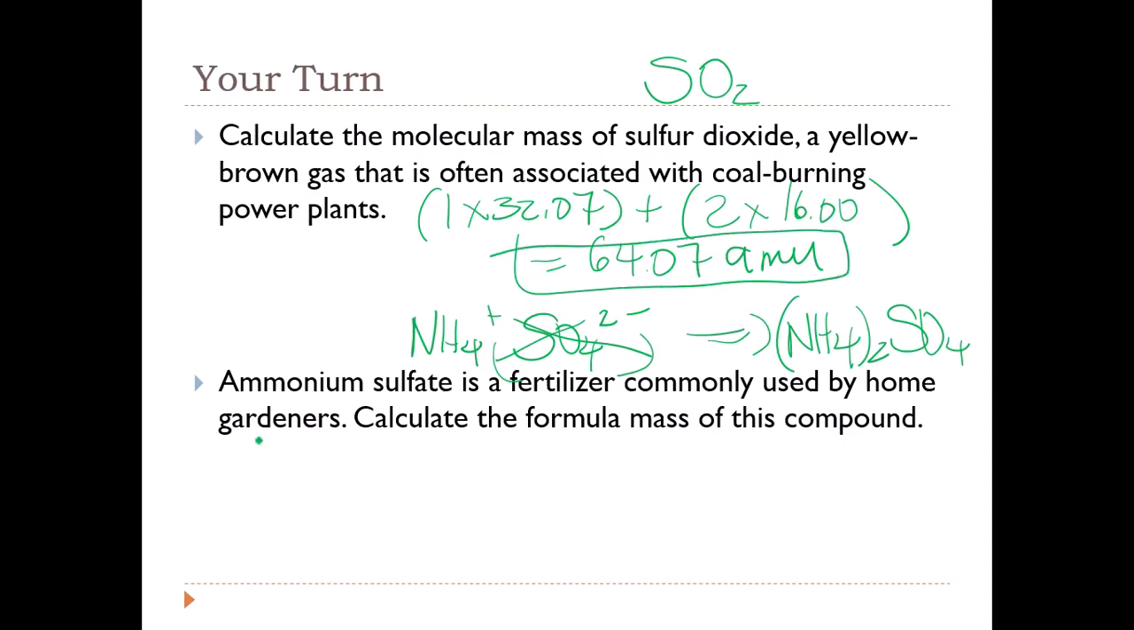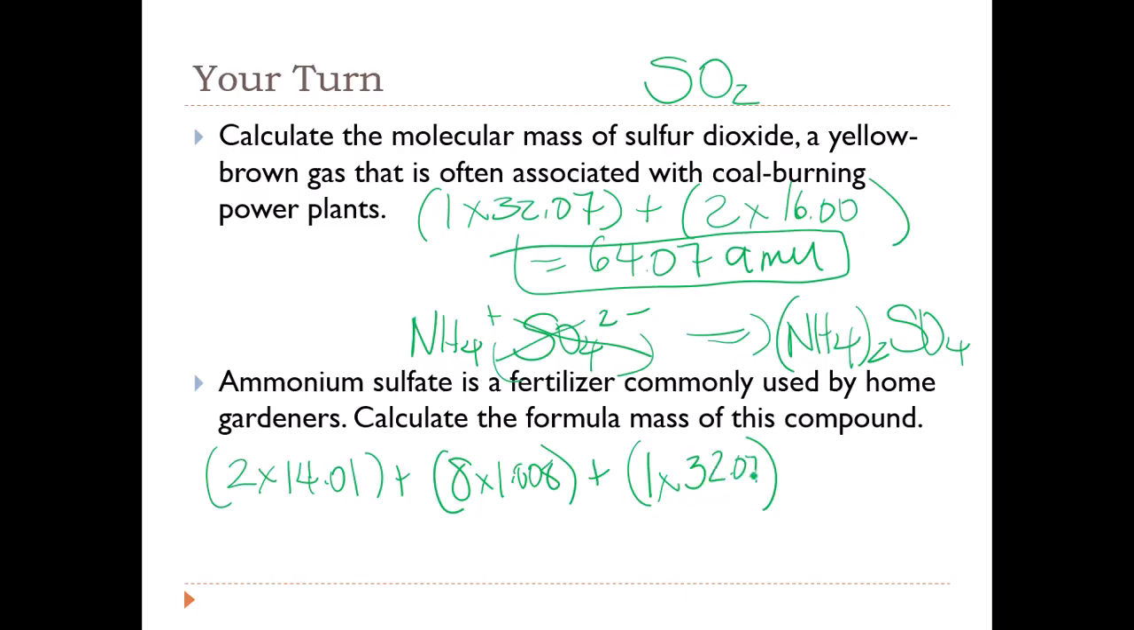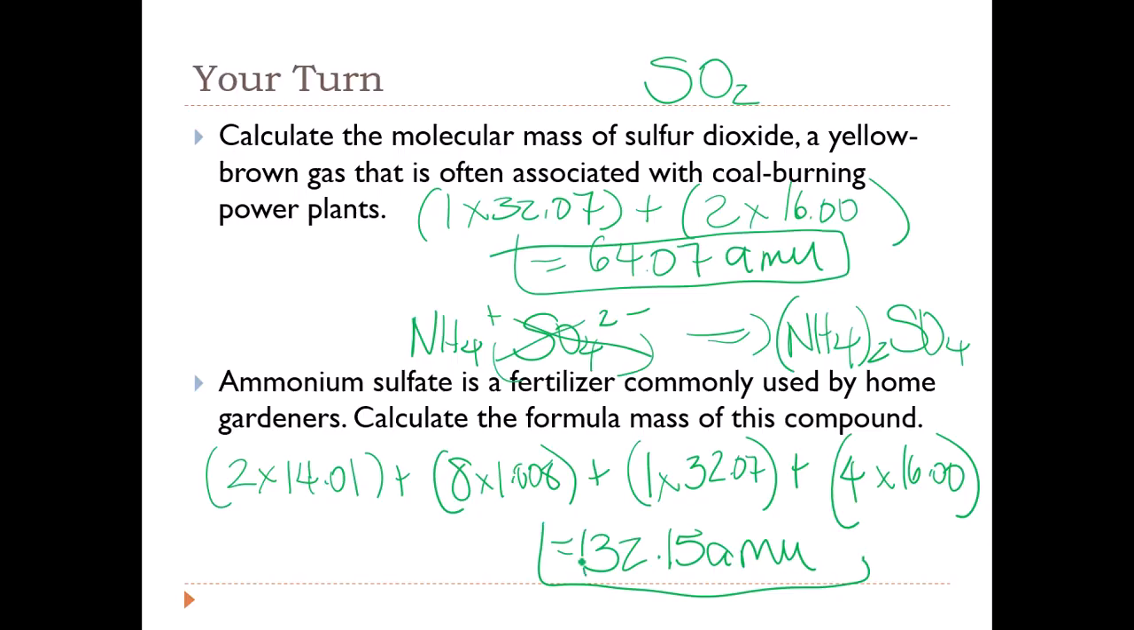And then for the next one, we have 2 times nitrogen, which is 14.01, plus 8 times 1.008, plus 1 times 32.07, plus 4 times 16. So that should have given you about 132.15 AMU.